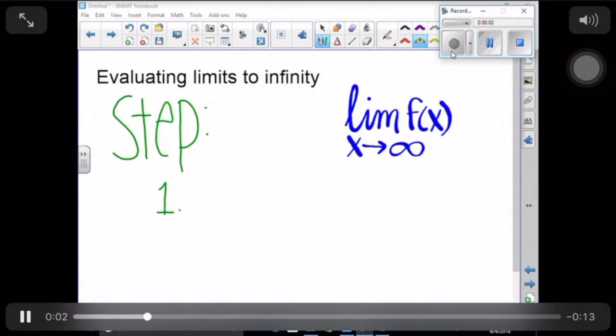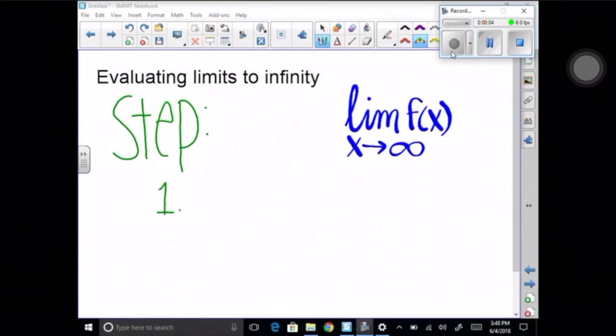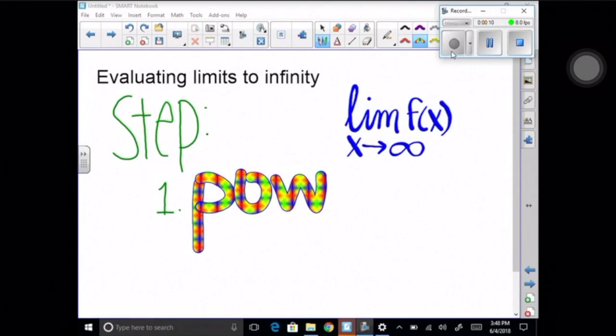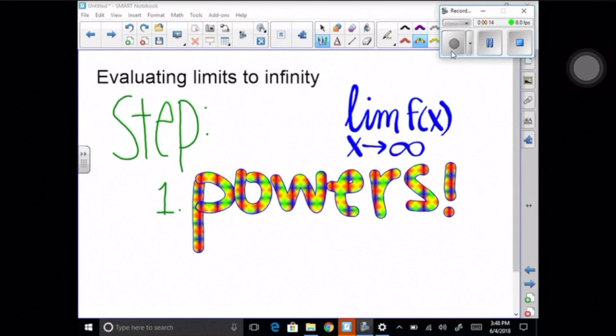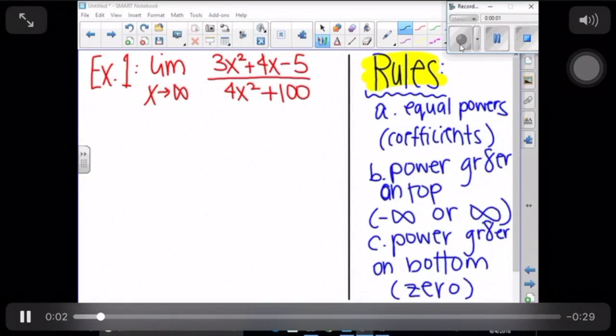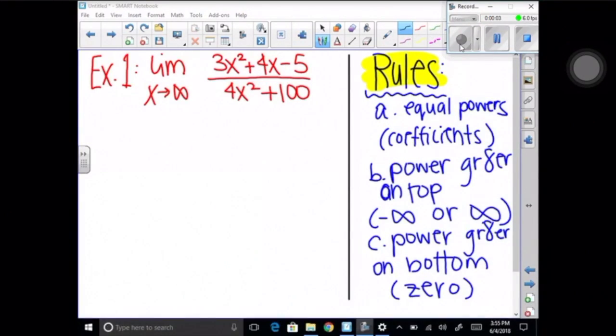Next, we're going to be learning about evaluating limits to infinity. The most important thing to look at when evaluating limits are the powers. Alright, so for the first example, we are approaching infinity. When you are looking at this, you just need to worry about the highest power. So you can just ignore the rest of this.